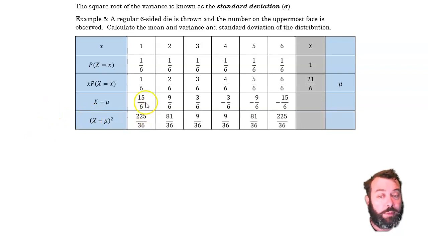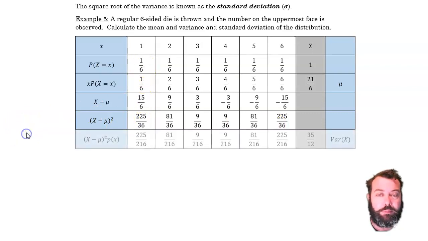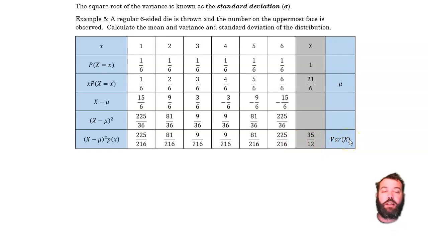Now I square those numbers, so 15/6 squared is 225/36, and you can see there the negatives disappear. So whether we were positive or negative, it doesn't matter now. So they're the squares of the deviations, and now we need to weight those by multiplying by the probability. So 225/36 multiplied by 1/6. 81/36 multiplied by 1/6, 81 on 216, and so on. So now they're weighted, and then I add those together, and that's my variation.